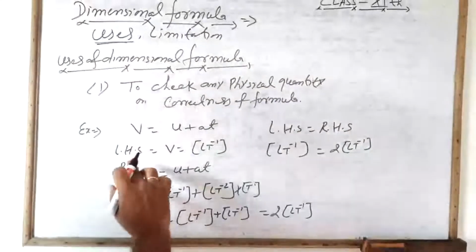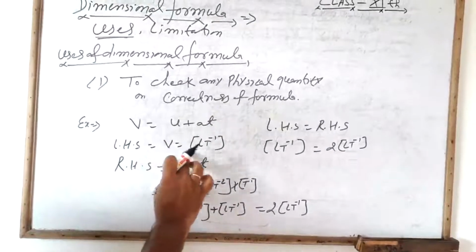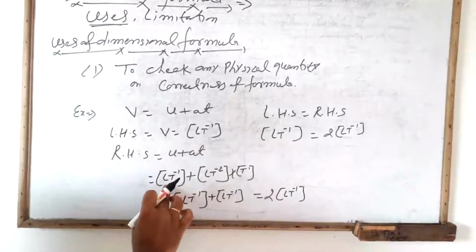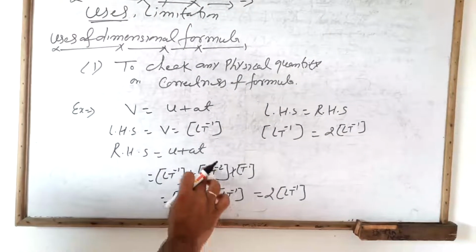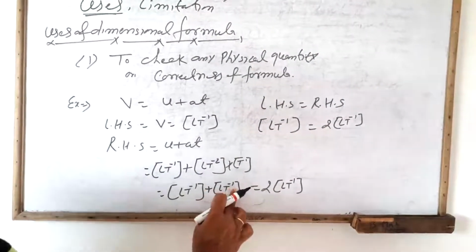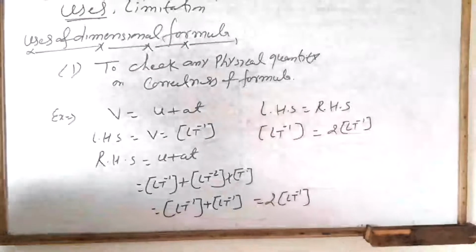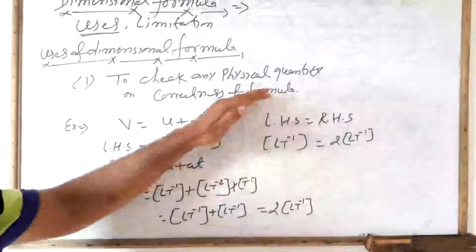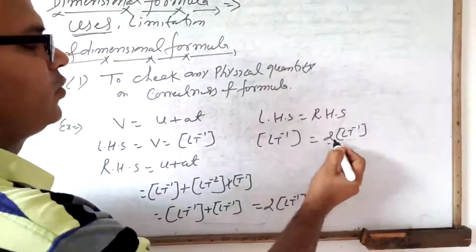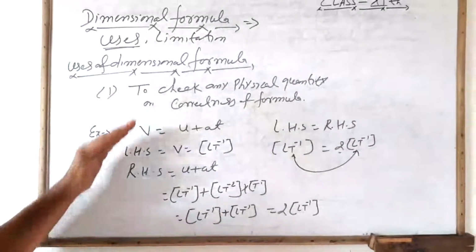Students, I am explaining once more. v equals u plus at. The v for velocity has dimension L T inverse, and u for initial velocity is also L T inverse. A for acceleration has its dimension, and t has power plus 1 here and minus 2 there, so it becomes L T inverse. So L T inverse plus L T inverse becomes 2 L T inverse. Students, you have seen that LHS and RHS dimensions are the same. 2 is dimensionless, so in this case you can say this formula is correct.